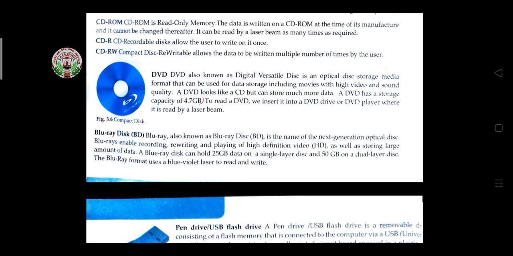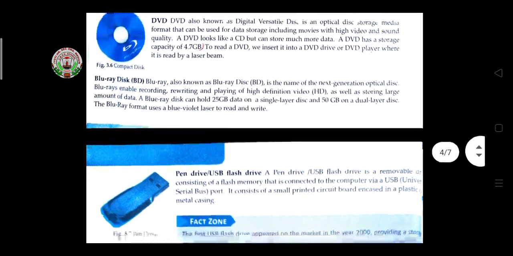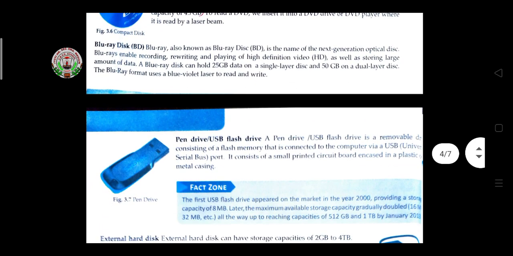Blu-ray has two layers, single layer and dual layer. The single layer can store data up to 25 GB, and the dual layer disk is used to store up to 50 GB of data. And the Blu-ray format uses a blue-violet laser to read and write the data.